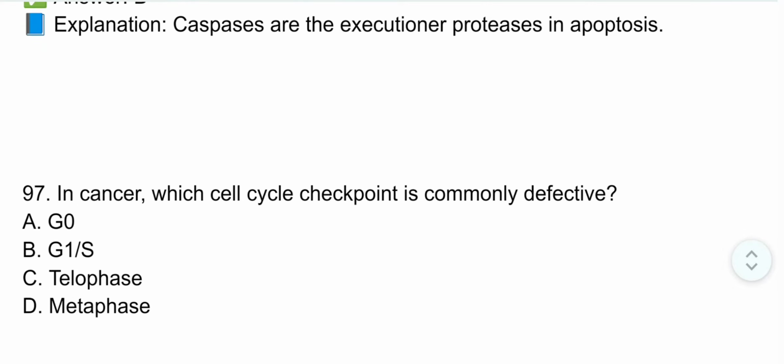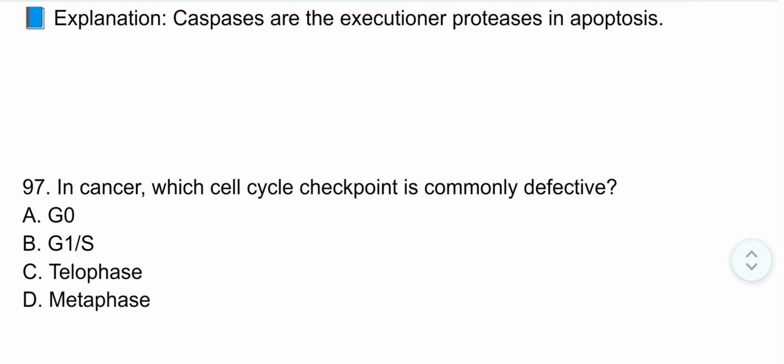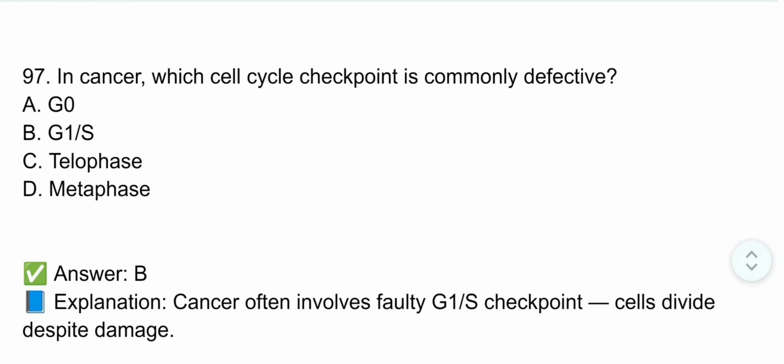Question number 97. In cancer, which cell cycle checkpoint is commonly defective? The correct option is option B, G1/S. Cancer often involves a faulty G1/S checkpoint, so cells divide despite damage.